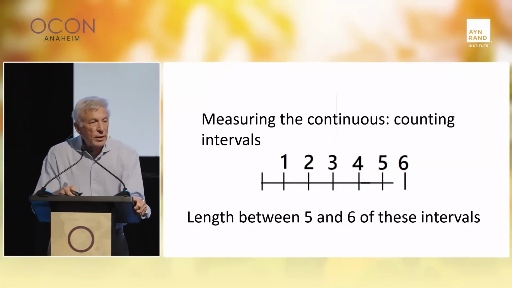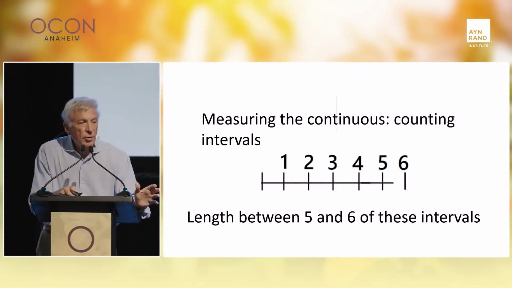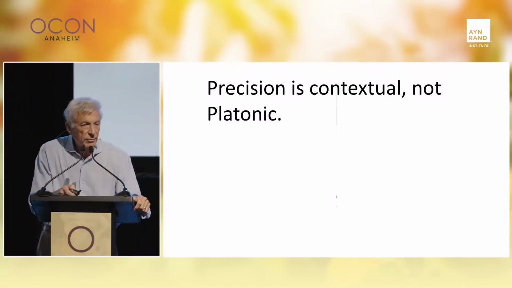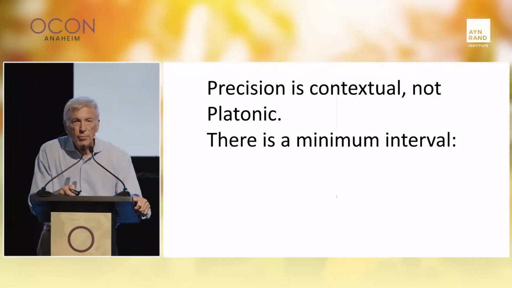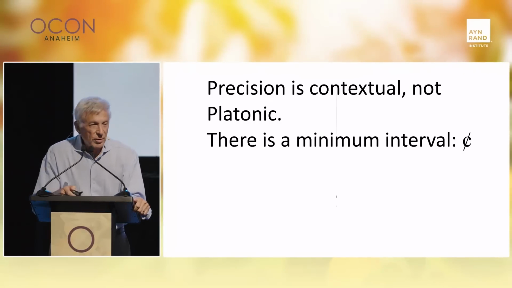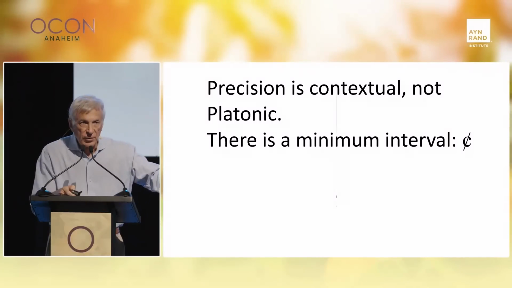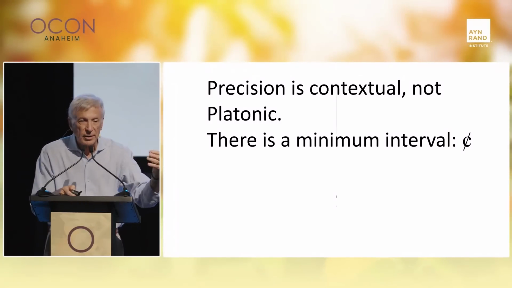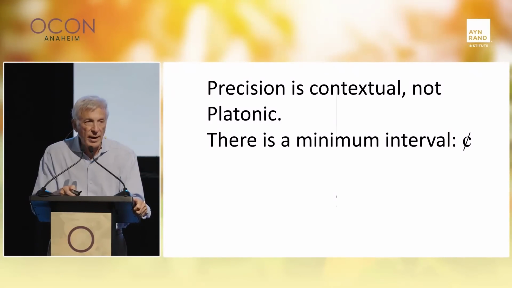So when we're measuring this length and counting intervals, we get a length between 5 and 6 of these intervals. Precision is contextual, not platonic. There is a minimum interval. I call it the cent, because the cent is our monetary minimum interval. You can calculate out fractions, but when you pay somebody, you can't get smaller than 1 penny. We don't have anything smaller.